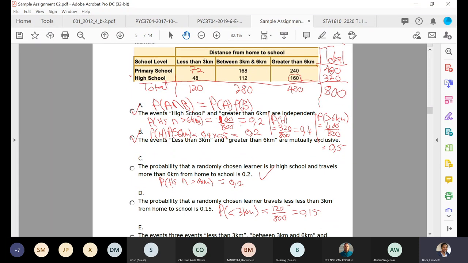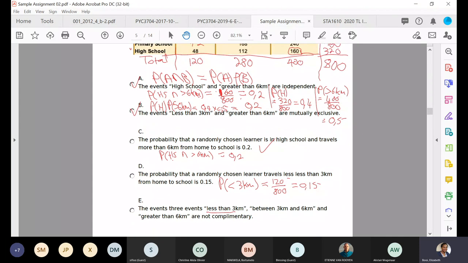That will be false, because less than 3 kilometers is a complement of between and greater than. Between 3 kilometers and 6 kilometers is a complement of greater than and less than. So if I'm on this one, those are my complement for the less than. If I'm on the greater than, the between and the less than are the complement. Between and less than are complement of greater than 6 kilometers. So they are complementary events, because if I take all of them, divide by the total, I will get one. The sum of the probability of all of them will give me one. So they are complementary events. So that makes the statement incorrect.